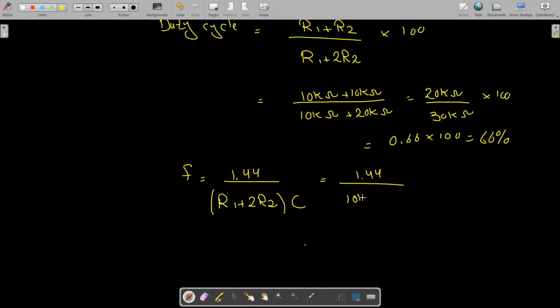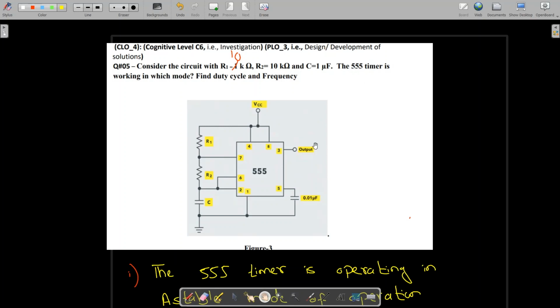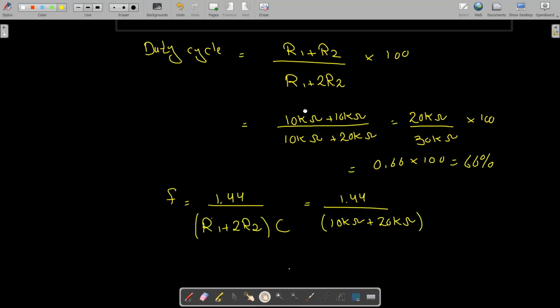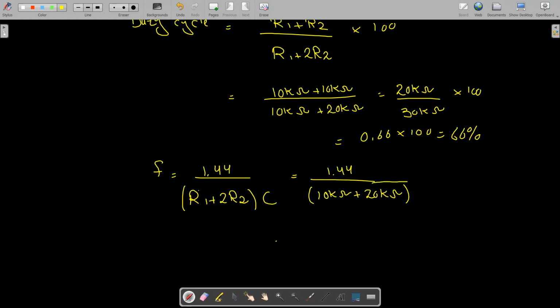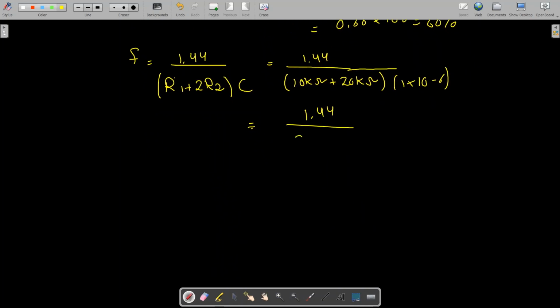So we have 10 kilo ohm plus 20 kilo ohm, because this is 2R2 and R1 and R2 are both 10 kilo ohm. And C is also given to you. It says that C is equal to 1 microfarad. Micro is 1 multiplied by 10 raised to power minus 6. So we are going to have 1 multiplied by 10 raised to power minus 6 over here. Fine. So we have 1.44 divided by 30 kilo ohm, that is 30 multiplied by 10 raised to power 3 multiplied by 1 multiplied by 10 raised to power minus 6.